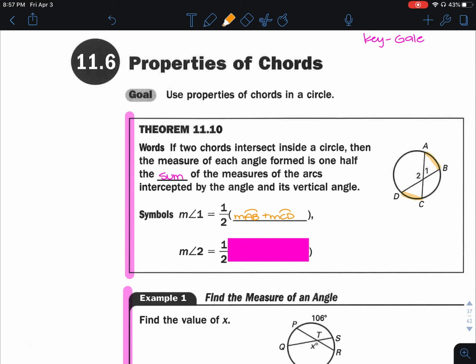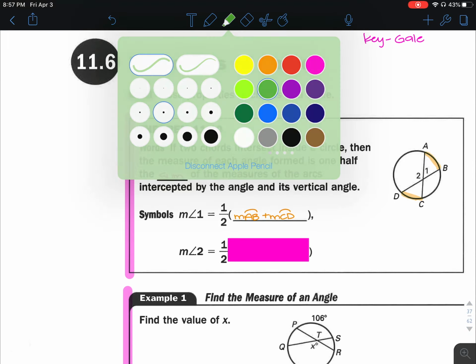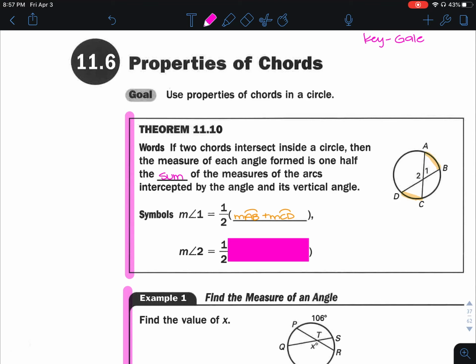Let's talk about finding the measure of angle 2. Angle 2 is this other angle that is here. If I'm given the measures of my arcs, I can have 1/2 times the measure of AD, that green arc I'm coloring in now, plus the measure of BC, this other green arc. Notice that my green arcs are opposite of each other. They don't touch. And also my orange arcs are opposite of each other. They do not touch as well.